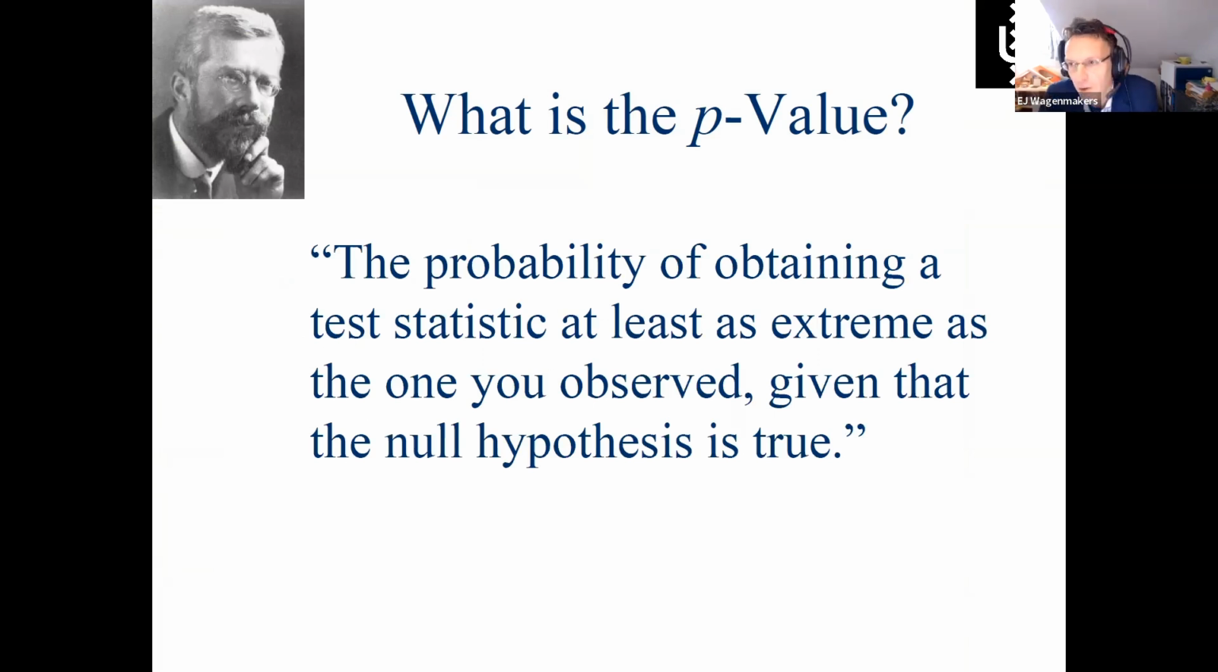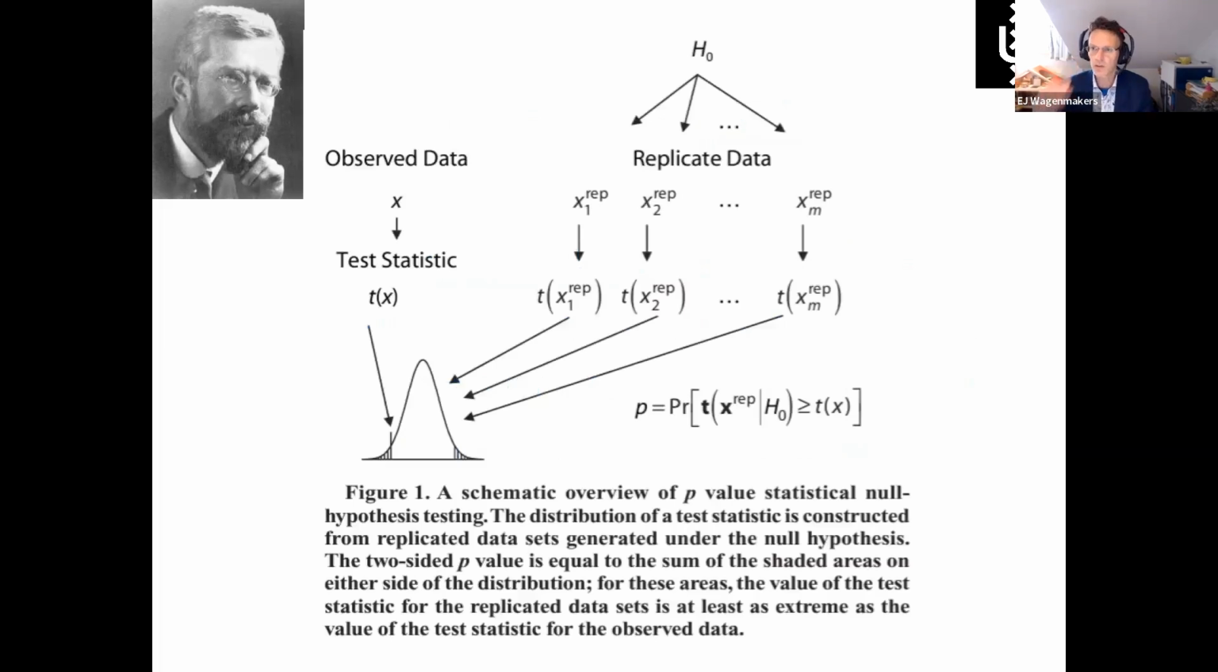It's the probability of obtaining a test statistic at least as extreme as the one you observed, given that the null hypothesis is true. And the thing that trips people up here is "at least as extreme". So it's not the probability of obtaining the exact value, but that value or more. If you want to remember this, you can create a picture in your mind. This is the crucial picture here. You see that the p-value is the part from where you observe to more extreme on both sides of the distribution, right? So it's a two-sided test.